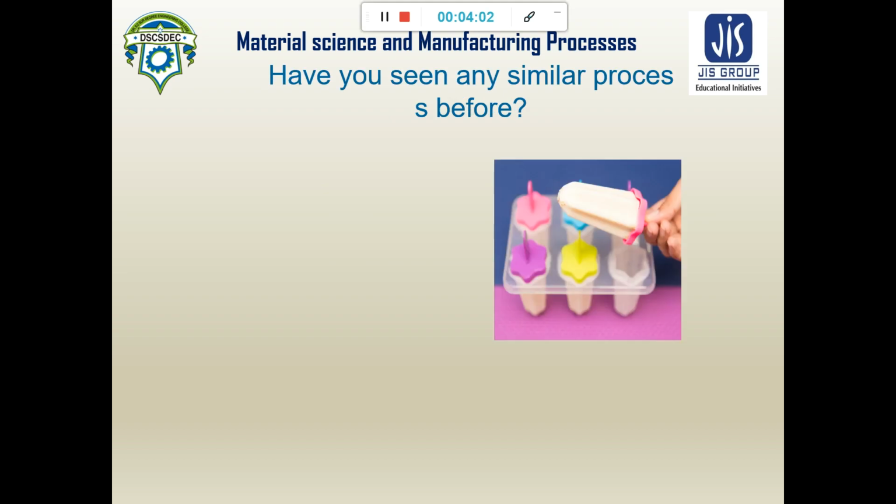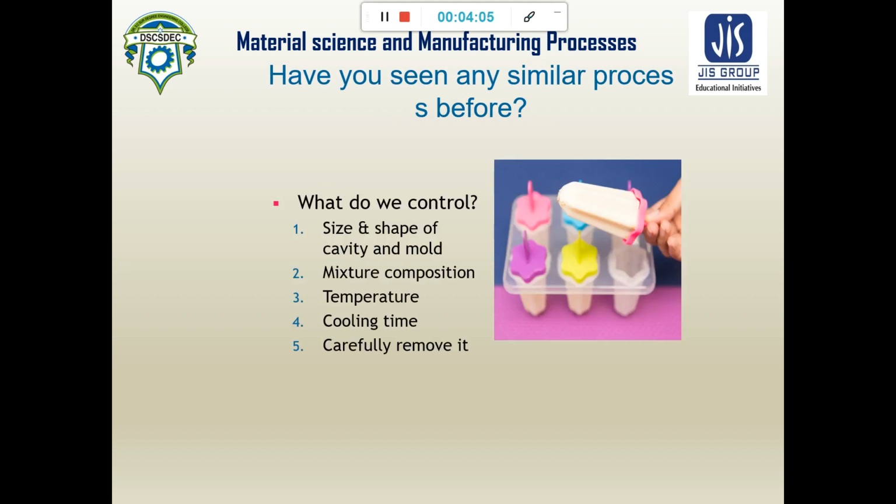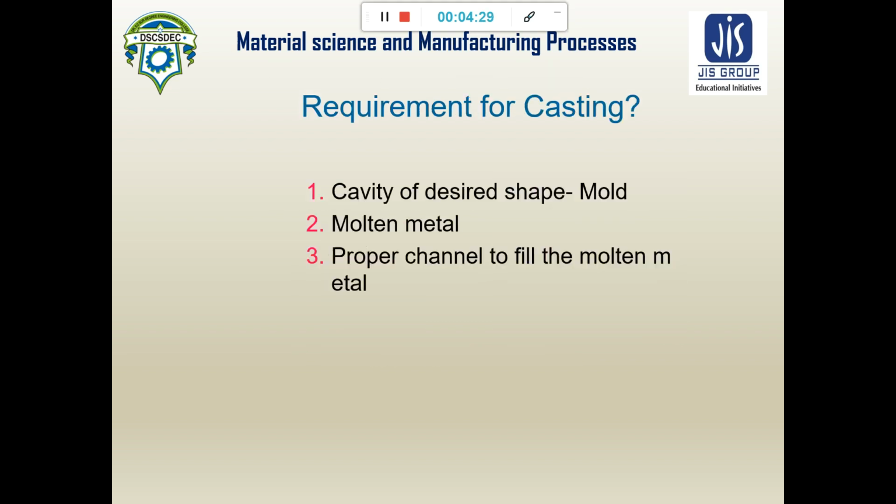Now we can see casting. We have seen casting before, in such things as ice cream cones. In casting we can control the size and shape of the cavity or the mold. We can control the mixture composition, the temperature, and the cooling time, and we can carefully remove it. So this is casting.